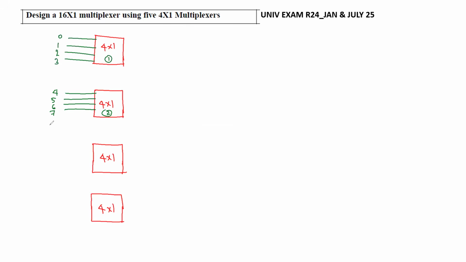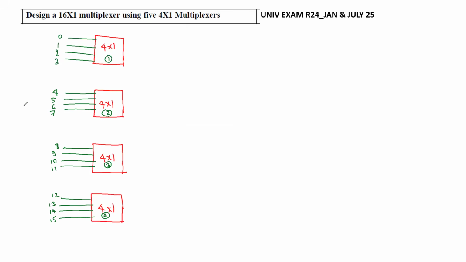So here inputs are 4, 5, 6, 7. That means next four inputs. So here again, next four inputs, that is 8, 9, 10, 11. Here again, four inputs, that is 12, 13, 14, 15. So this is the multiplexer number 3. This is the multiplexer number 4.